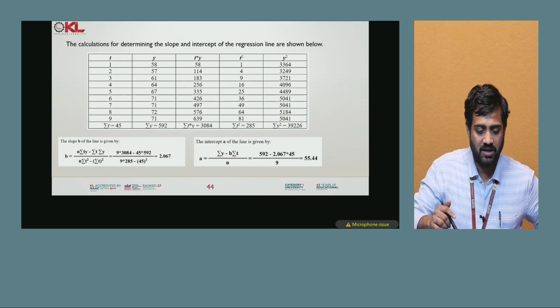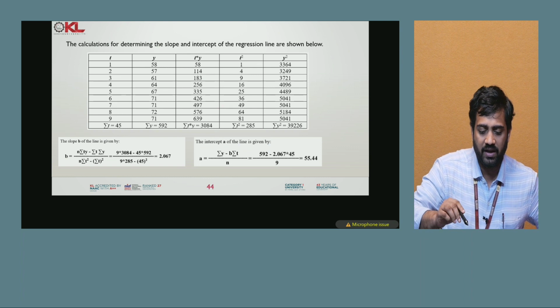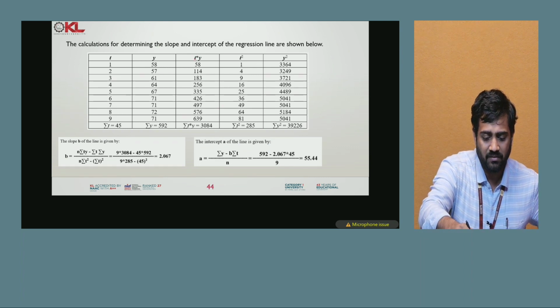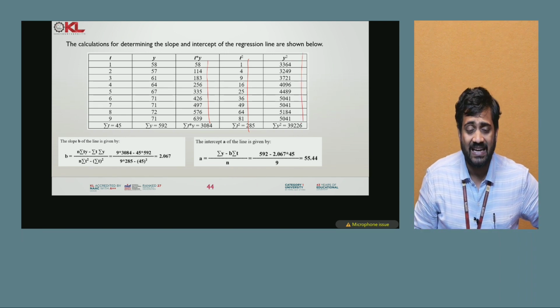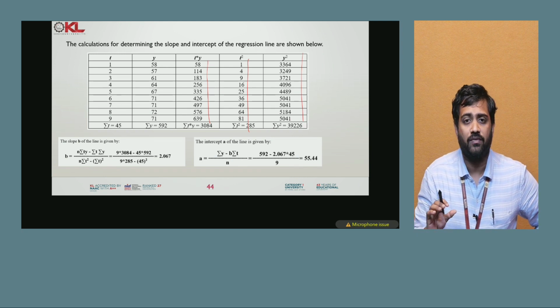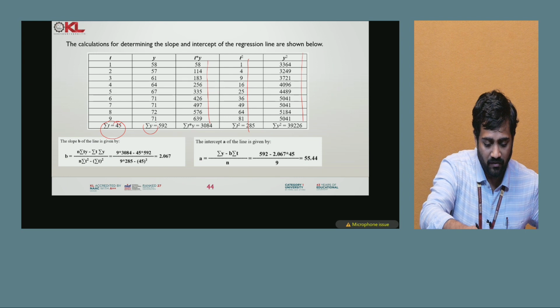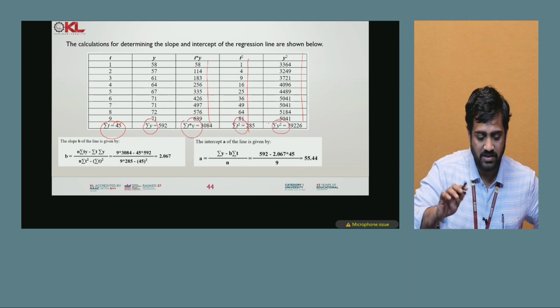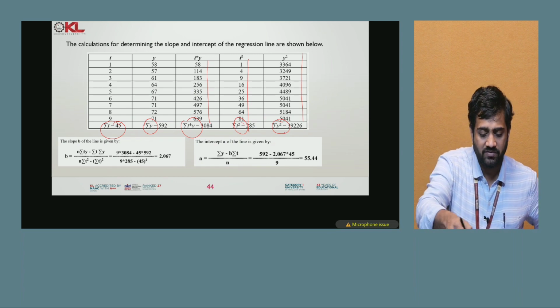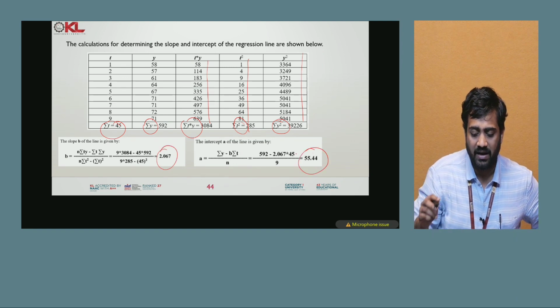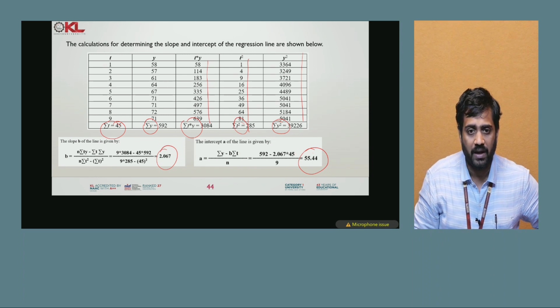For the calculations, the t values and y values are already given here. Just take the product of these two, t into y, and record the value here, and take the t square values here and the y square values here from the given values. At last take the totals: sigma t, sigma y, sigma t y, sigma t square, sigma y square. Now you know the relations already for slope b and intercept a. Substitute all these values, and you see small b is 2.067 and capital A is 55.44.